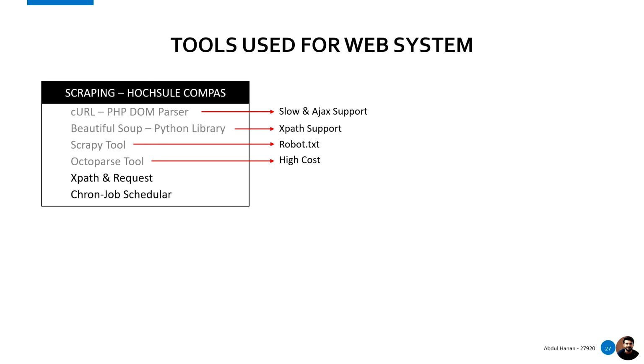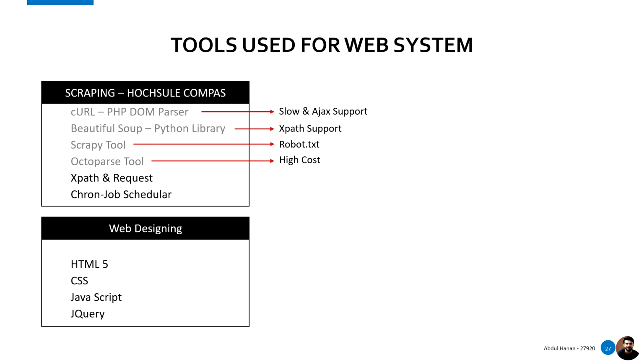But we also faced some issues, like no XPath support in Beautiful Soup, restrictions in using Scrapy due to the robots.txt file, and the high cost of Octoparse. All this jeopardized our need, so in the end we scraped the data by simply using the Python requests library and the XPath query language for tag location. To make scraping live, we configured a cron job scheduler through the Linux system.